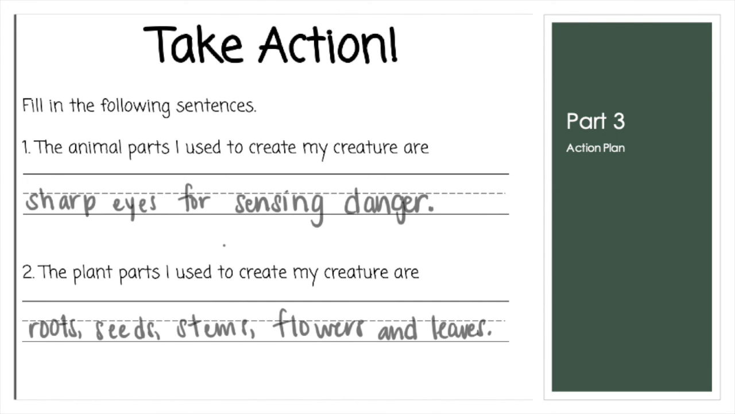Okay, this says take action. Fill in the following sentences. Number 1, the animal parts I used to create my creatures are, and then I wrote sharp eyes for sensing danger. Remember when I showed you my creature, I showed that it had sharp eyes. This is why I wrote that sharp eyes are for sensing danger. Number 2, the plant parts I used to create my creature are roots, seeds, stems, flowers, and leaves. If we take a look at a picture of my creature again, we will see all of these plant parts in my creature. Now I want you to take a look at your creature and answer your own questions. Fill in the following sentences for whatever makes sense with the creature that you drew.